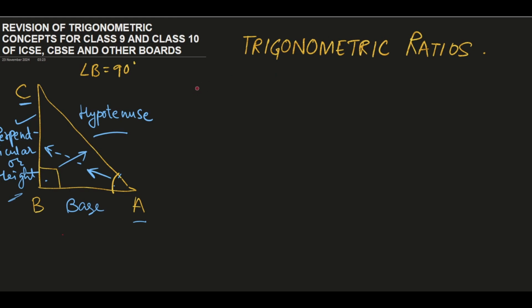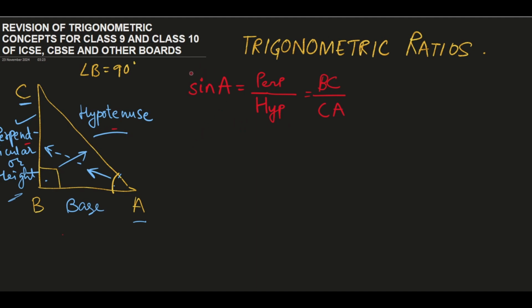The first ratio is called sine of A, or we can better call it sine A, which is P by H. Here P is perpendicular and H is hypotenuse. This is P, which is perpendicular, and this is H, which is called hypotenuse. So in our example, perpendicular is BC. I'll write here BC, and hypotenuse will be CA. So this is perpendicular and this is hypotenuse.